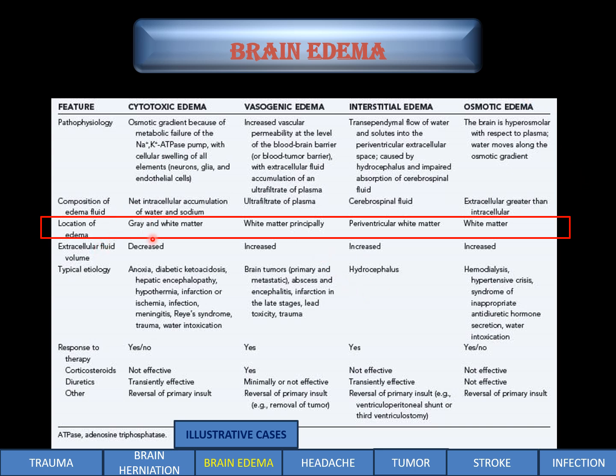In cytotoxic edema, what happens is the gray-white matter differentiation gets lost. In vasogenic edema, it gets accentuated. In interstitial edema, it is the periventricular white matter which is more commonly involved, and in osmotic edema, it is the pons or the brainstem.